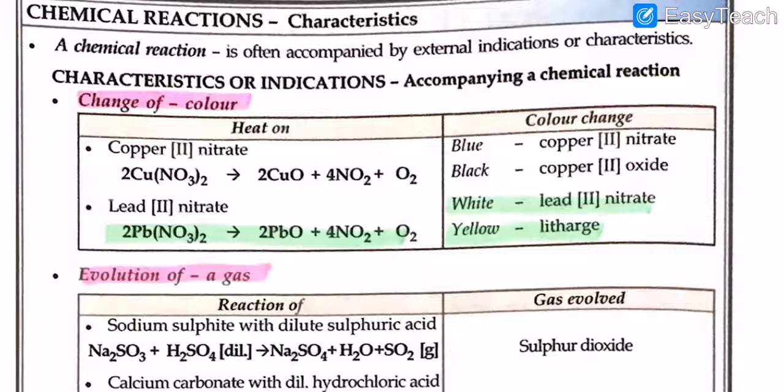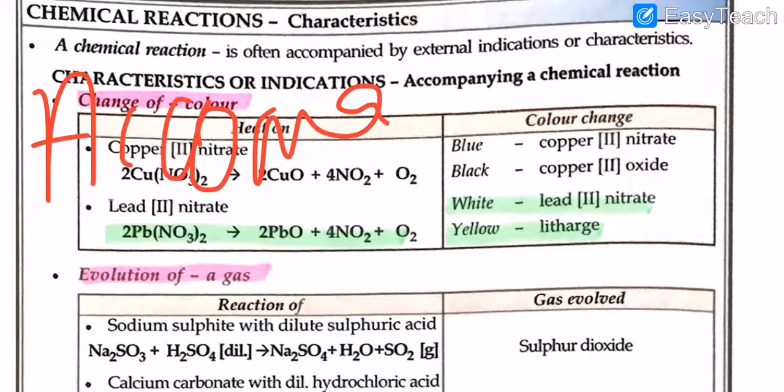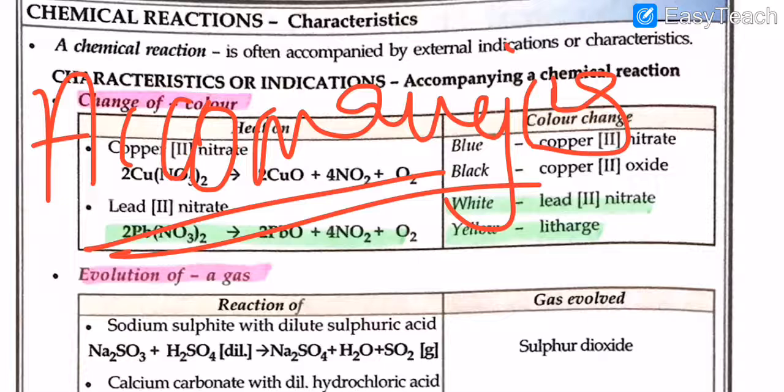Chemical reactions, the characteristics. So a chemical reaction is often accompanied by external indications or characteristics. Let's say the first characteristic of indications accompanying a chemical reaction. So now what do they mean over here? What do you mean by accompanying a chemical reaction? What is the textbook trying to say to you, or what are the people trying to say to you over here?